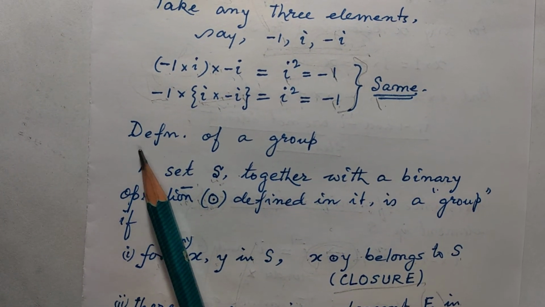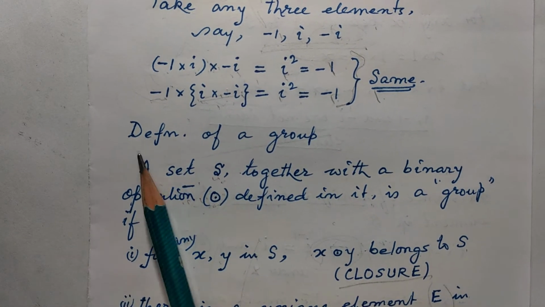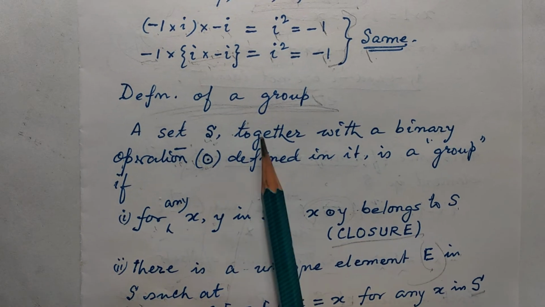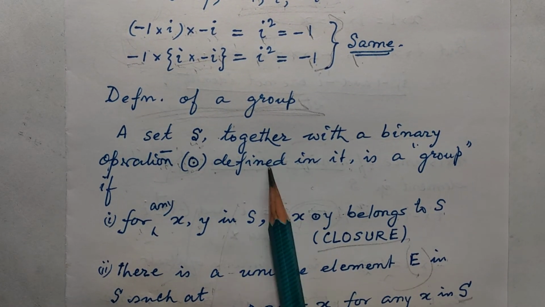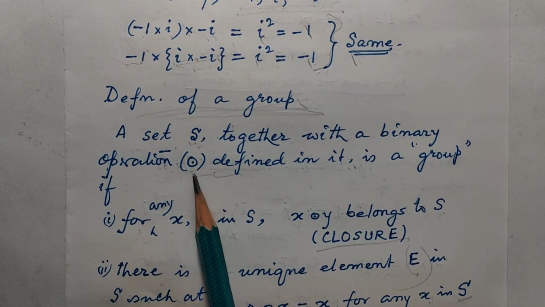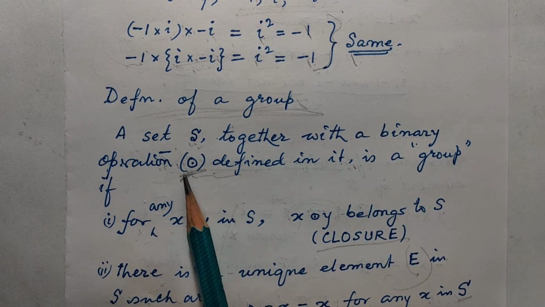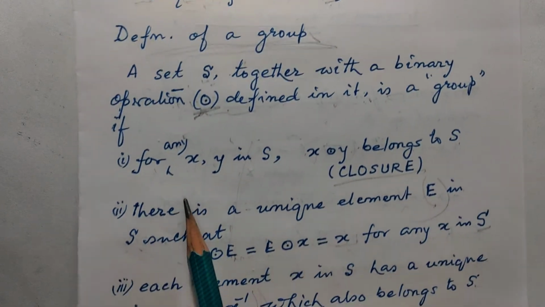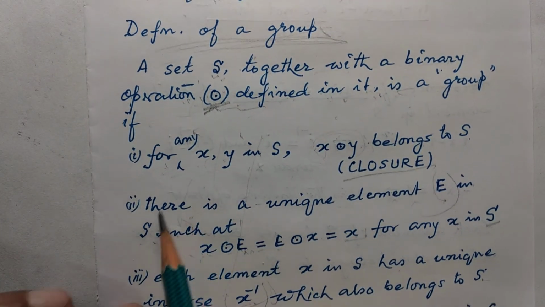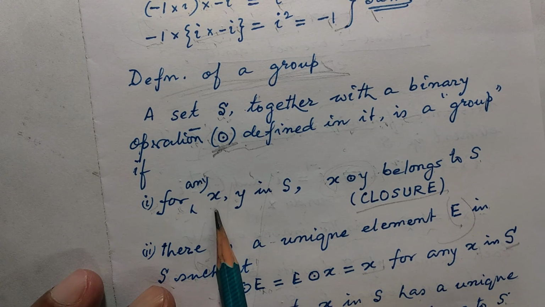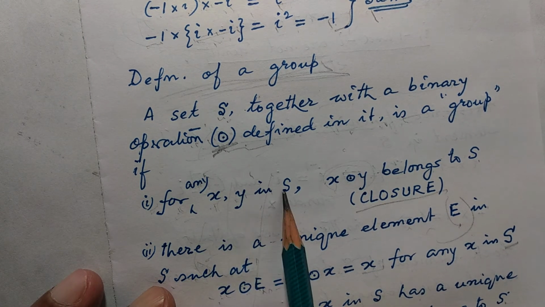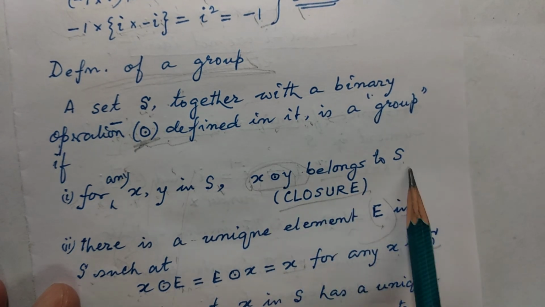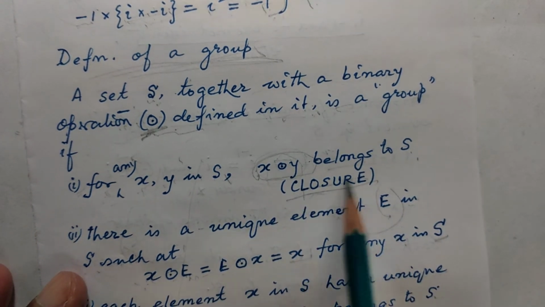Now a general definition for a group. A set S together with a binary operation defined in it. The binary operation is given this general symbol. Is a group if the following four properties hold good. Number one is, for any member X, Y in S, the combination of X and Y belongs to S. This is called closure property.